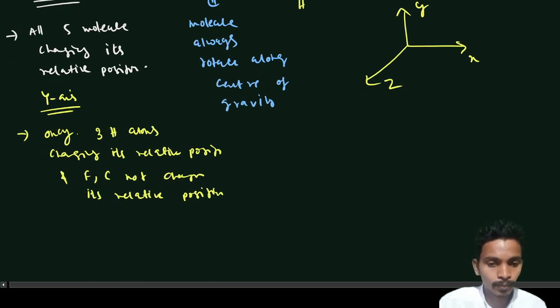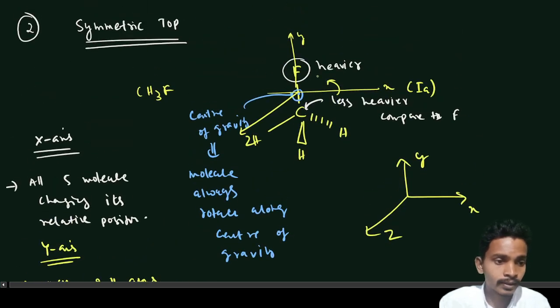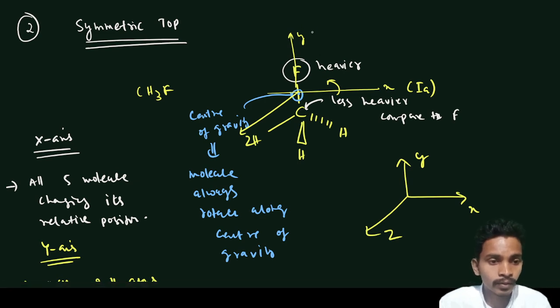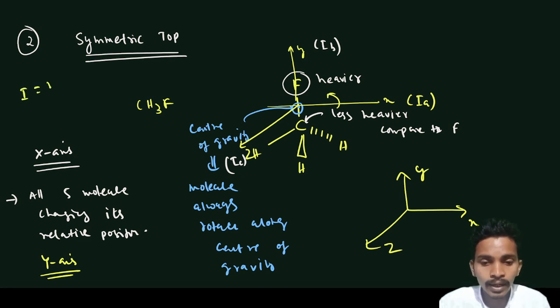Let's say if I am rotating along the x-axis I take IA, if I rotate about the y-axis this is IB, and if I look at the z-axis as IC. We know that I means mass times radius squared, where the radius is the distance between the center of gravity and the atom. So if the mass is changing, then definitely I is changing. There is a good relationship between mass and I: if mass is changing, I is definitely changing.